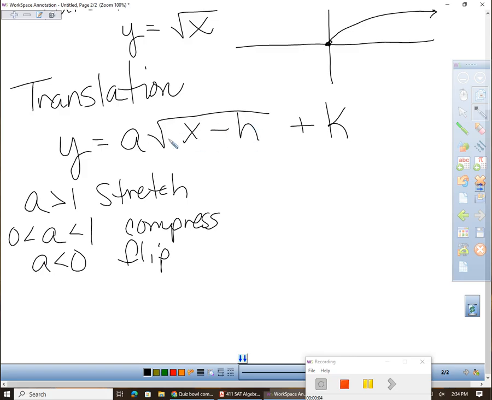So underneath the square root, this is how it tells us if we're moving right or left. Remember we set what's under there equal to 0, right? And solve it. And k tells us if we're going up or down.